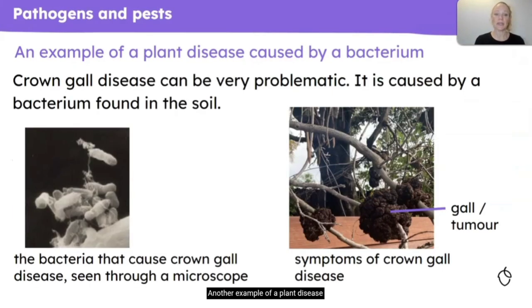Another example of a plant disease is one caused by a bacterium, and this is known as Gall Disease. It's actually really problematic and very, very difficult to get rid of. The bacteria we find in the soil, and we can see a little image there that's been seen through an electron microscope of some of those bacteria. But we can also see on the other side what happens when a plant gets Gall Disease. So it actually forms a big mass of cells called a gall, and it is a type of tumour for that plant.